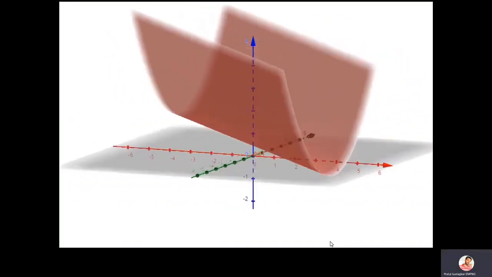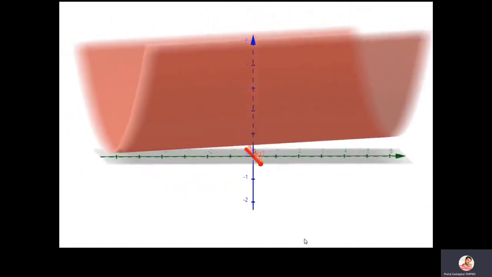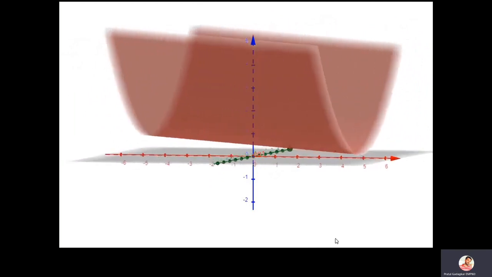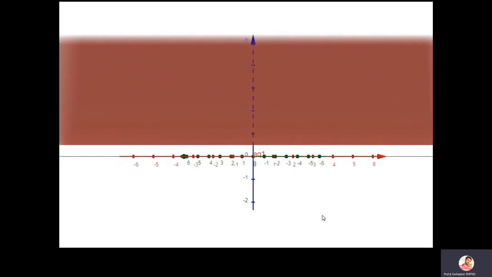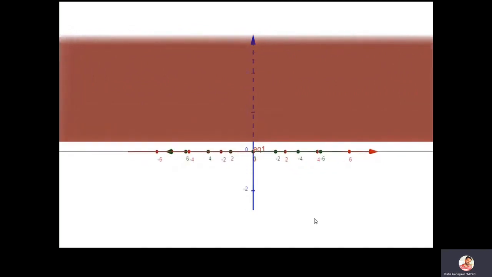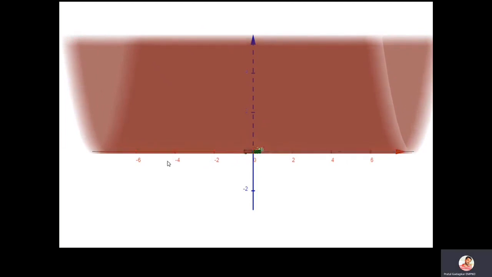Here I've set this parabola sheet where a is 1 and b is 1. If I look at it carefully and change the view, I will now reduce the value of b to 0. What will happen if I reduce the value of b to 0? The surface will steadily come down. Yes, it touches the xy plane.